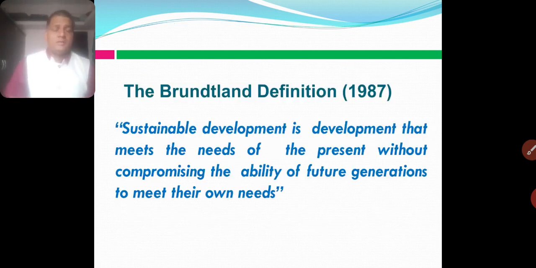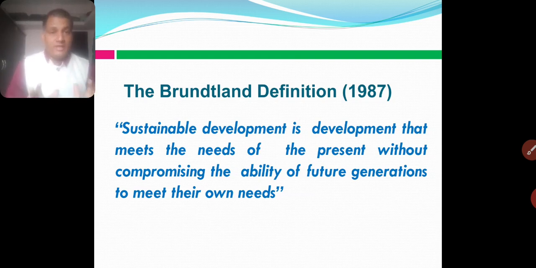So that was very nicely defined in the Brundtland Conference in 1987. What they defined is that sustainable development is a development that meets the needs of the present without compromising the ability of the future generation to meet their own needs. Simply, whatever your need, it should be met without compromising the ability of the future generation to meet their own needs.